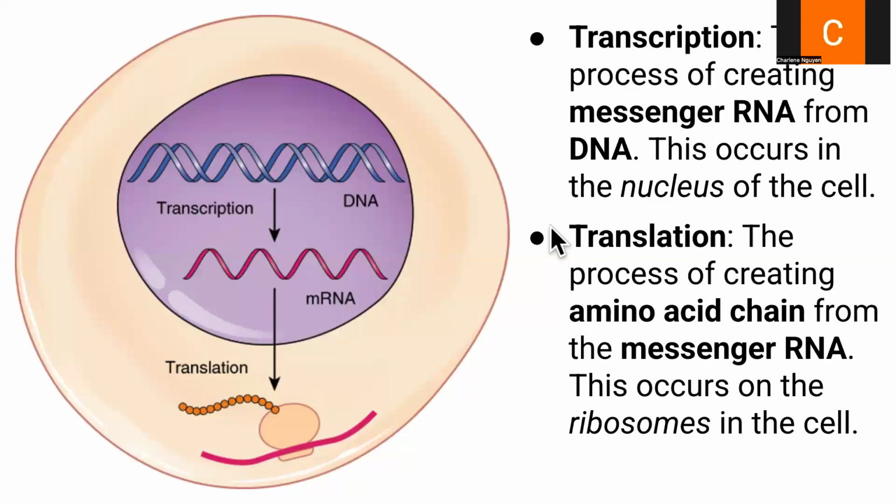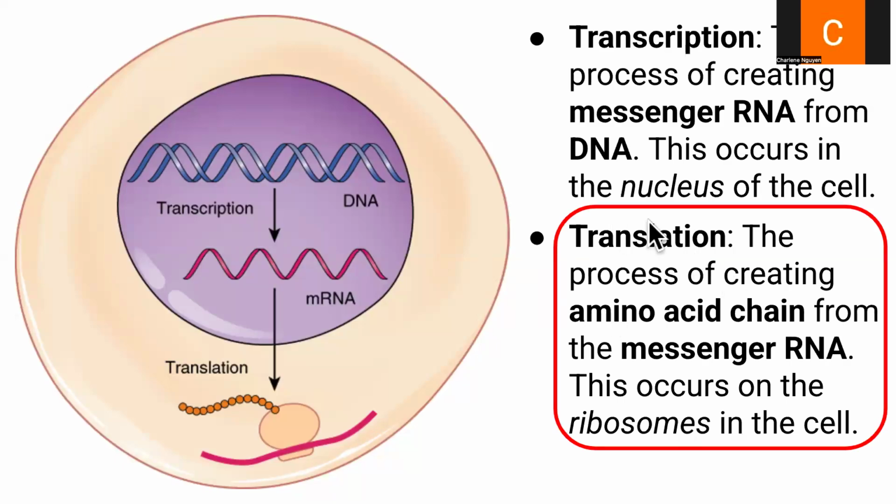Right, so we're going to move on to translation. So now we have the messenger RNA that was created in transcription. And now, as the messenger RNA leaves the nucleus, it's going to be translated to create your proteins. So this occurs on ribosomes. Ribosomes are an organelle found in eukaryotic cells.